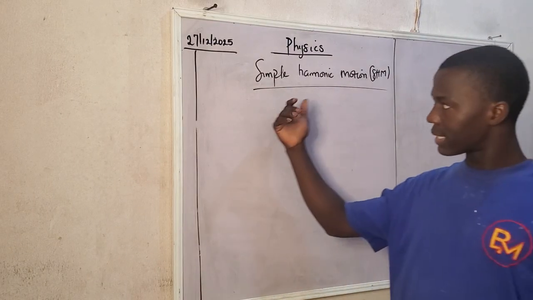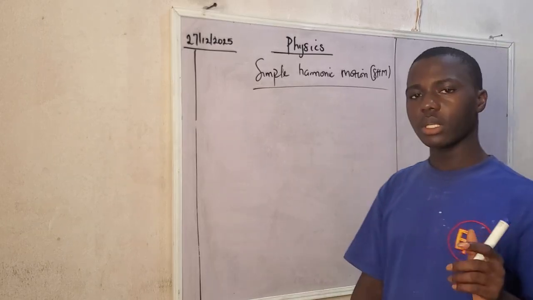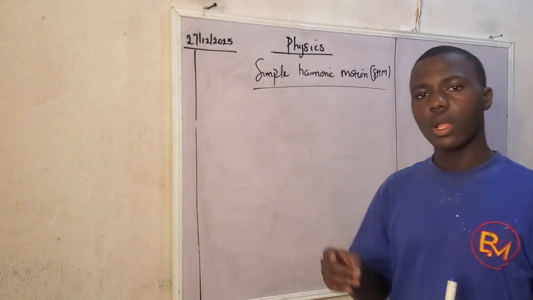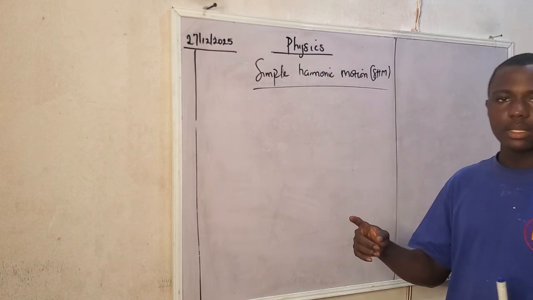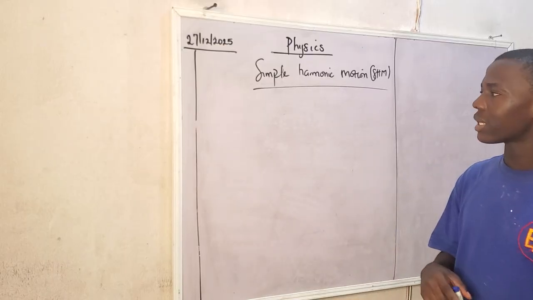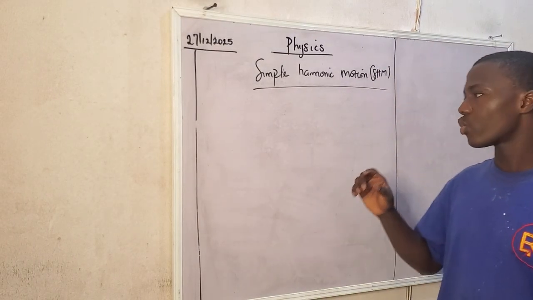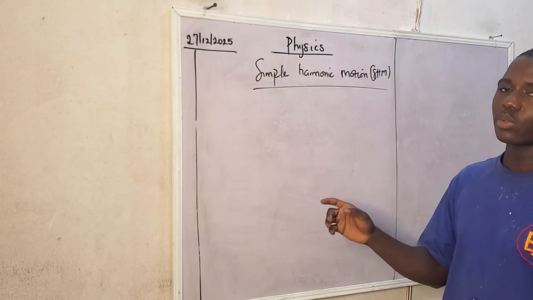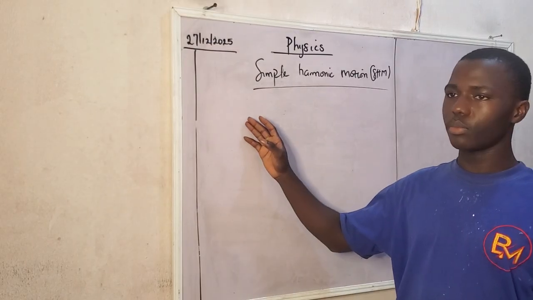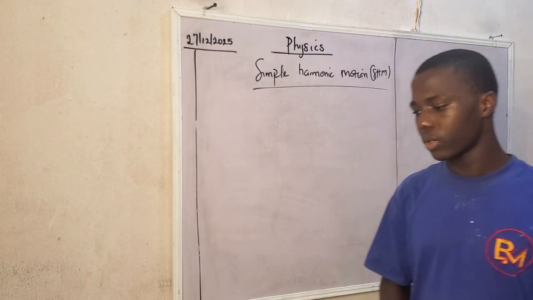Now, what does the term simple harmonic motion mean? Simple harmonic motion is a periodic motion along a straight line in which the acceleration of the motion is always directed towards a fixed point, and that fixed point is the center of the motion, and is directly proportional to the displacement of the motion from the equilibrium position. That's what simple harmonic motion means.